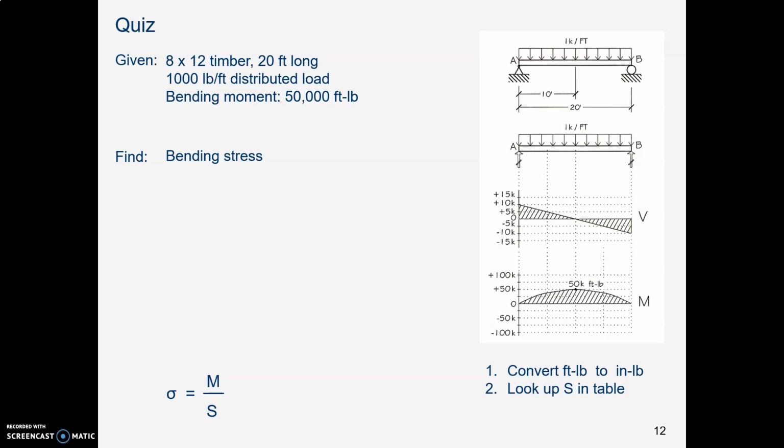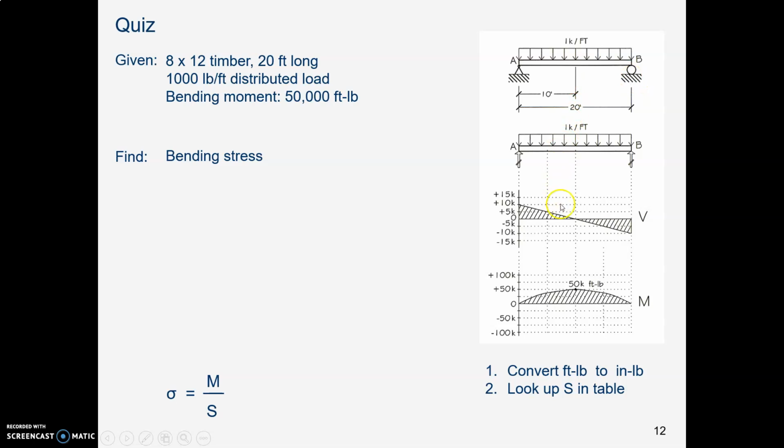This is our last one. So here we've got a wood beam. It's a timber. It's a big old 8 by 12 timber, and it's 20 feet long with a distributed load on top of 1,000 pounds per foot. It says 1K, and as we know, that means 1,000 pounds per foot.